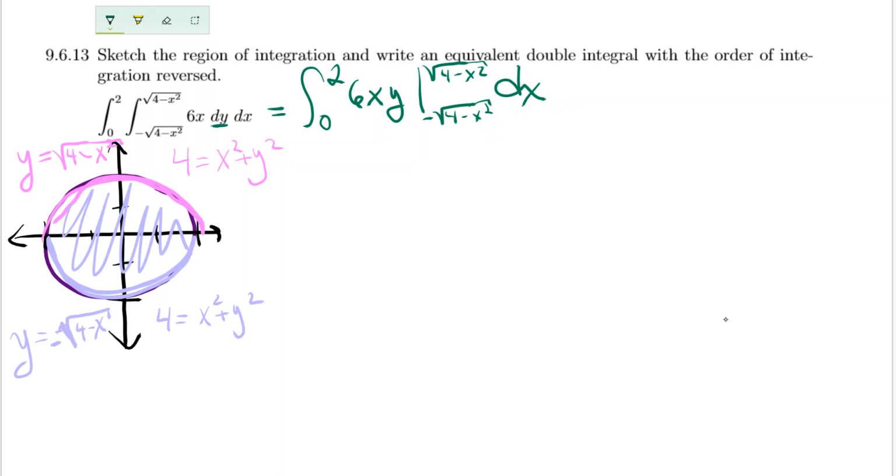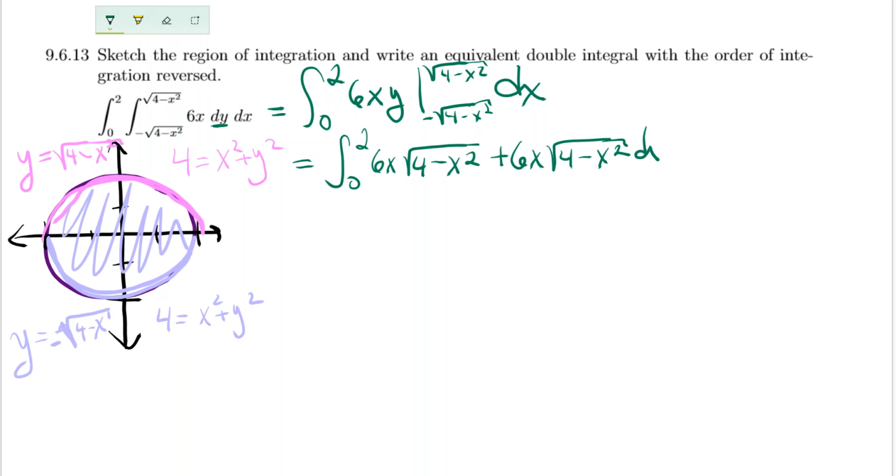It was nasty. Okay, I'm definitely going to need to write this down here. 0 to 2, 6x square root of 4 minus x squared, minus 6x, another minus, so plus, square root of 4 minus x squared. Hopefully you notice I have the same thing twice, so I really have 12. So I have 6 of this, 6 of that, 12, the integral from 0 to 2 of x square root of 4 minus x squared dx.